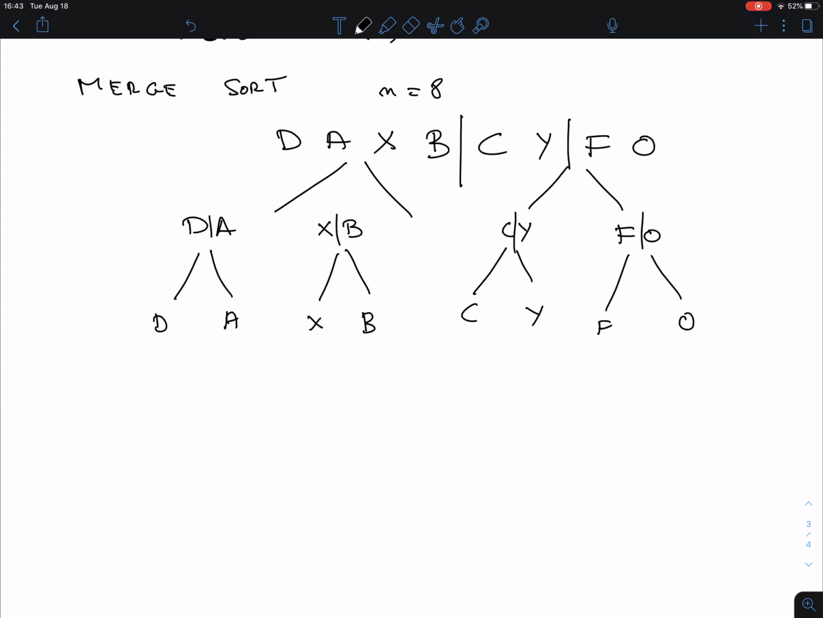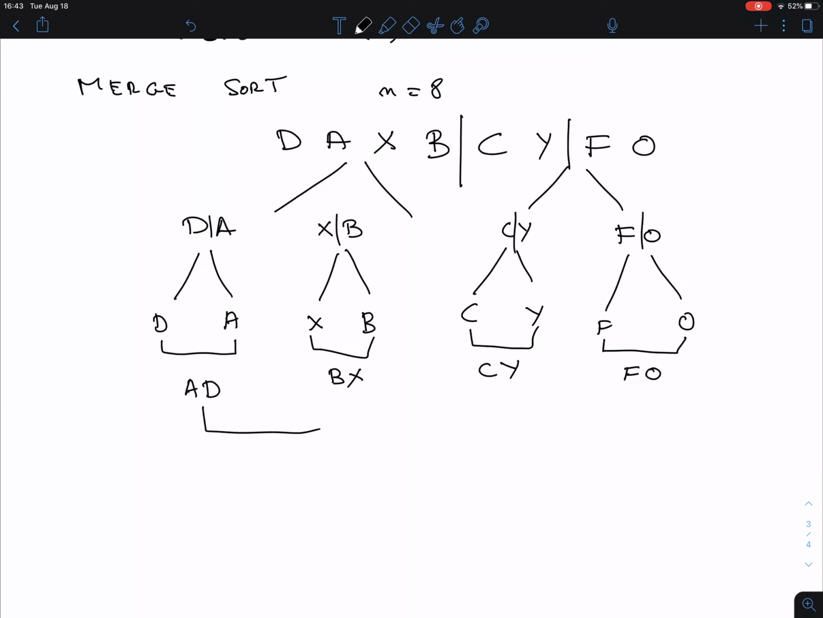So what does that mean? Well, we look at this part. We have these two elements here, and now we're going to merge them so that they are in the correct order. So these two become AD, and these two will become BX, and these two will become CY, and these two will become FO. Okay, that's simple, but the next step is the one where we do something.